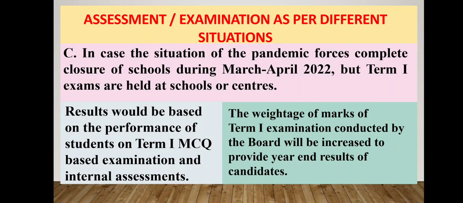Now, situation C. In case the situation of the pandemic forces complete closure of the school during March, April, but first term examinations are held in the schools. Now, what is this situation? The first term examination is given by the students in the centers assigned by the board, but the second term examination is not possible due to the pandemic. The schools will remain closed, suppose. In this situation, the result will be based on the performance of the students in the first term MCQ based examination and internal assessment, because the second term examination is not able to be conducted at the centers.